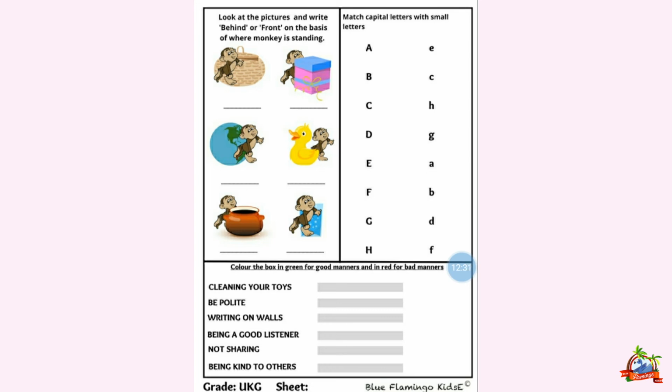If the statement is a good manner, then we will color with green. And if it is a bad manner statement, then we will color it with red. Cleaning your toys. अपने टॉयज को साफ सुथरा करना, क्लीन करना. Is it a good manner? Yes, it is a good manner. So what we will do? We will color it with green. हम इसके बॉक्स को ग्रीन कलर से कलर करेंगे. Color the box with green.